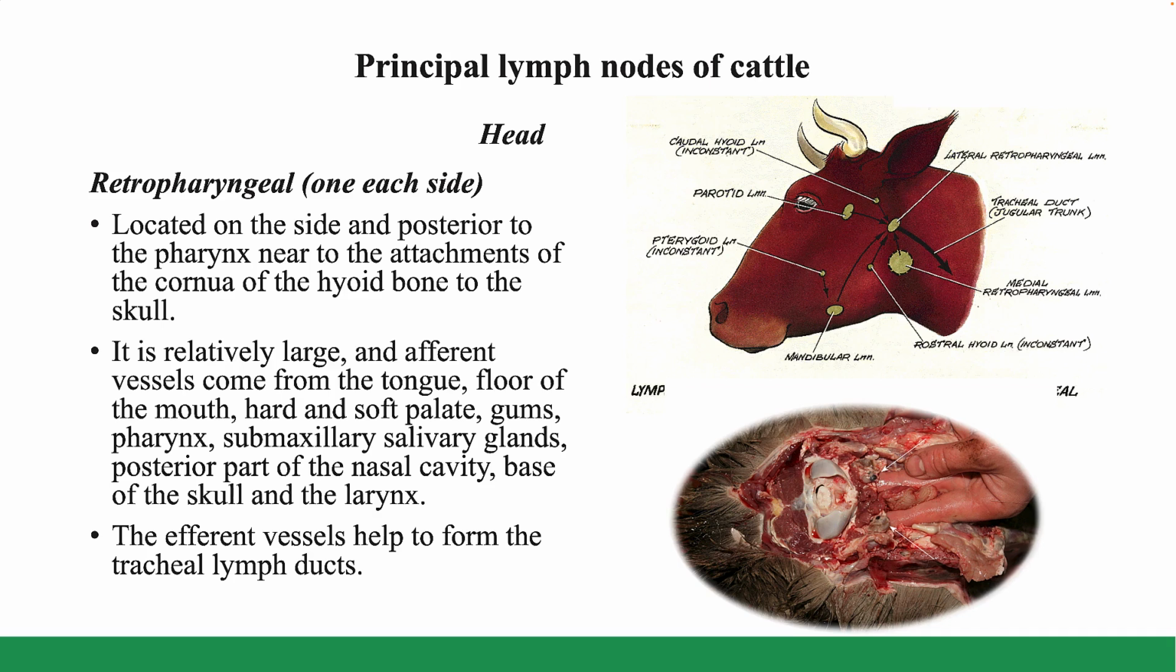So the retropharyngeal lymph node is located on the side, as you can see here, posterior to the pharynx. And these are the afferent areas of this lymph node. The efferent vessels come from, in most cases, the tracheal lymph ducts. So any infection in the respiratory system can be identified by how the retropharyngeal lymph node looks.